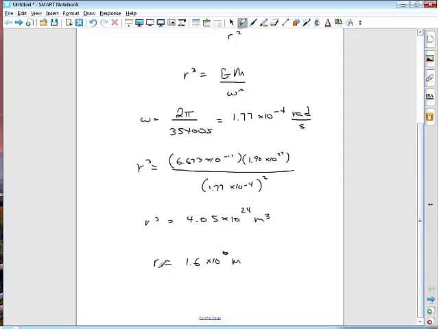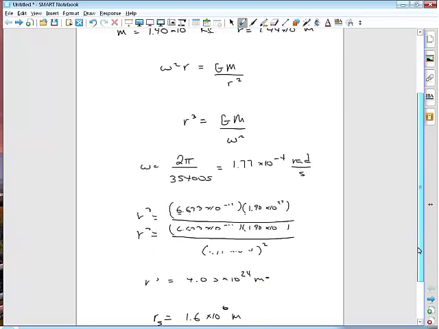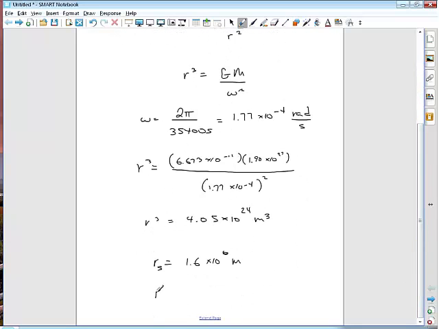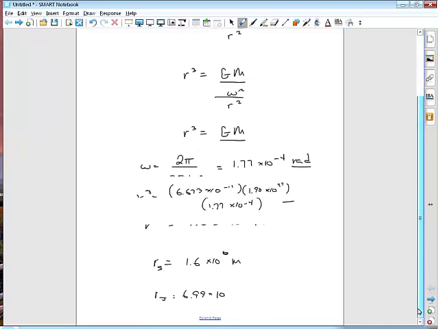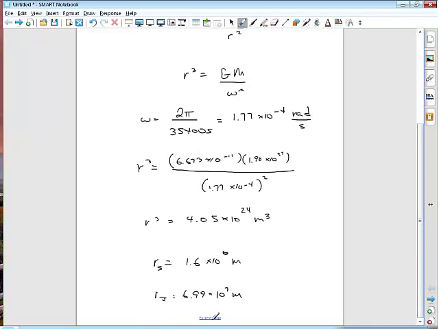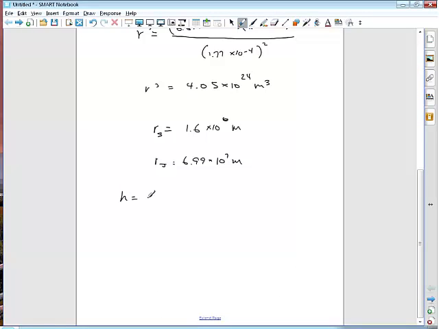So that's the radius of the satellite. The radius of Jupiter was 6.99 times 10 to the 7th meters. And so our elevation, our height, is just going to be equal to the radius of the satellite minus the radius of Jupiter. And so we have 1.60 times 10 to the 8th minus 6.99 times 10 to the 7th.